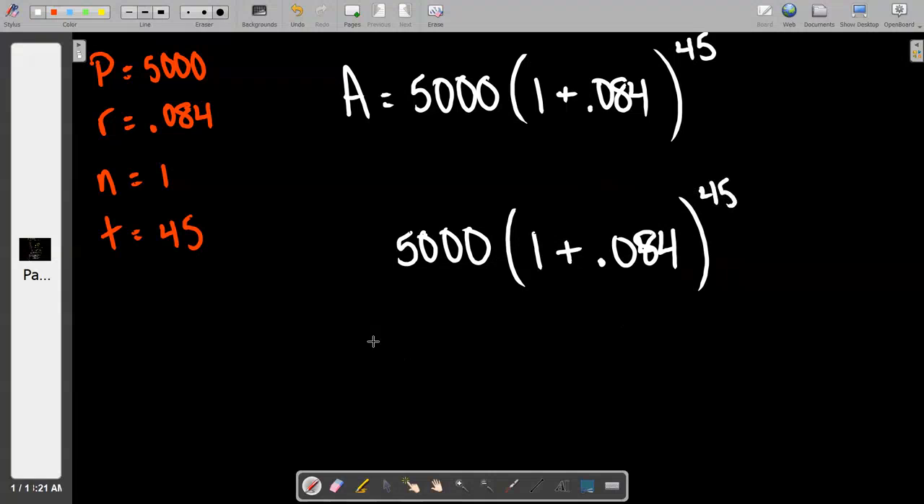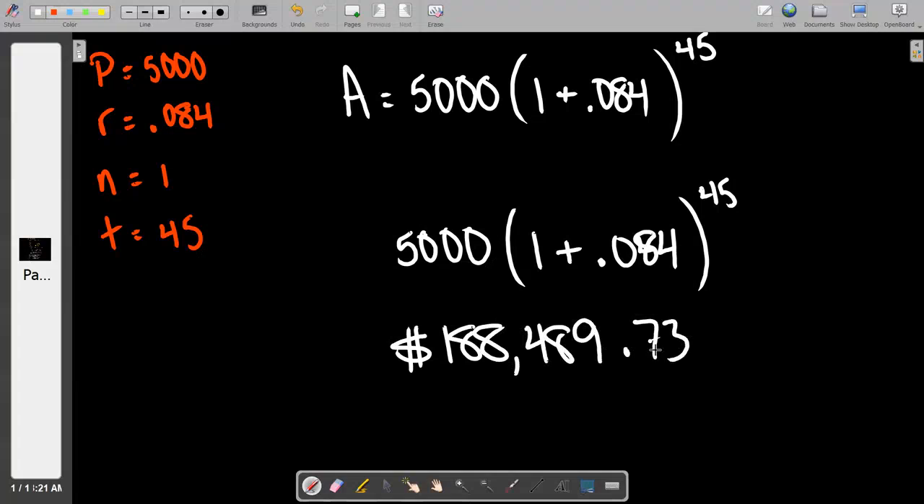And again, your answer should be, when you're done, 188,489.73. Any questions about where your exponent button is? On the TI-30s, it looks like a little up arrow. It's like a caret on a keyboard.